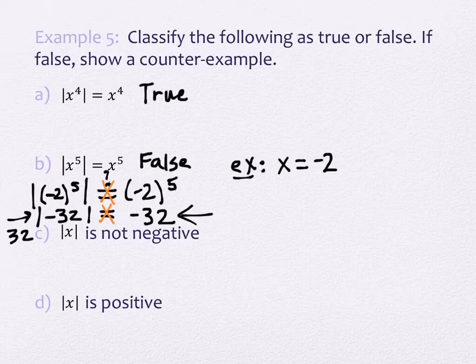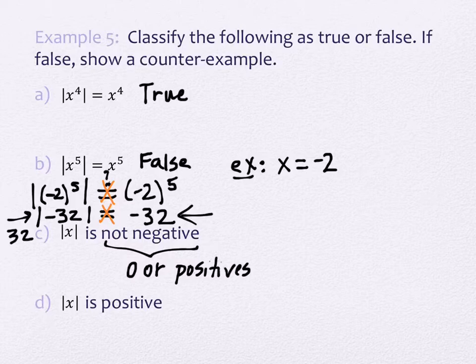Ooh, somebody said something. Tira said, what about 0? It could be 0. What could be 0, Tira? The one in C or the one in D? On C, right? Not negative isn't just the positives, it's also 0, right? Okay, so this one right here, it means 0 or positives. Are you guys with me? I have the possibility of something equaling 0.